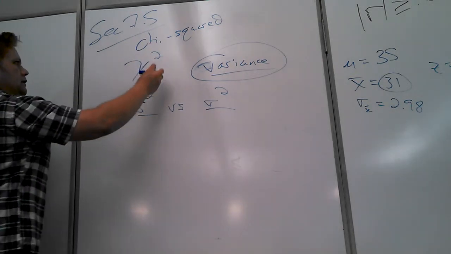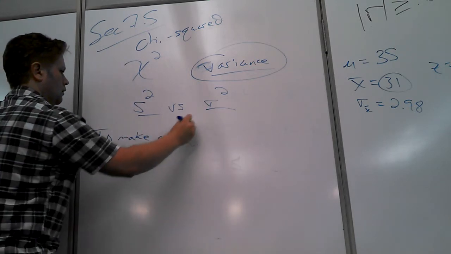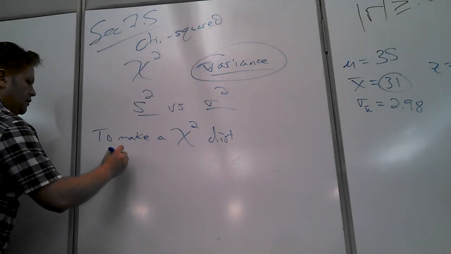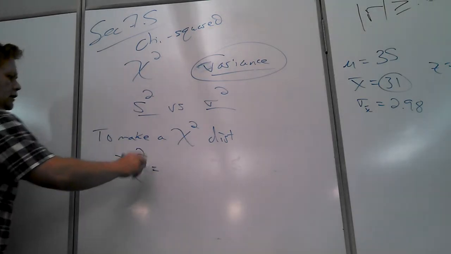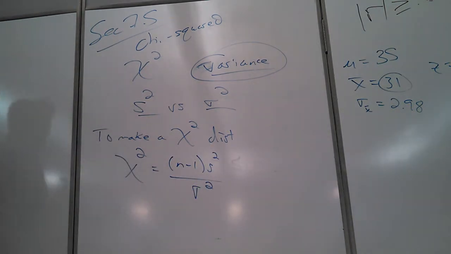So what we use is this chi-square distribution. To make a chi-square distribution, to get the value of chi-square, be real careful, that square is actually a part of the symbol. You don't really take a square root to get chi by itself. Be careful. It's part of the symbol. Chi-square is equal to that.